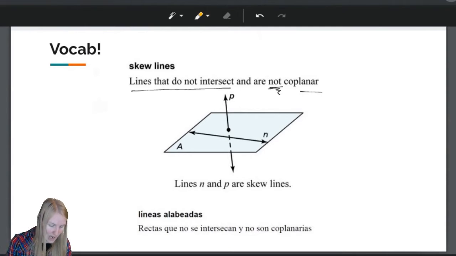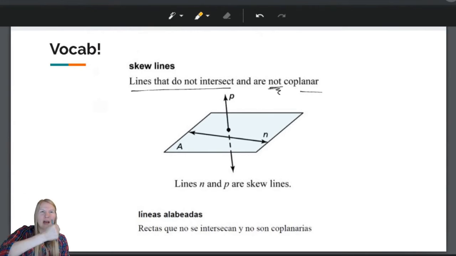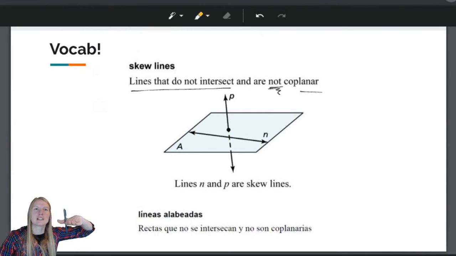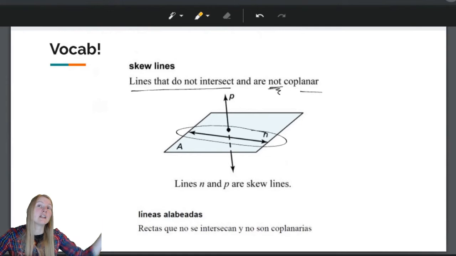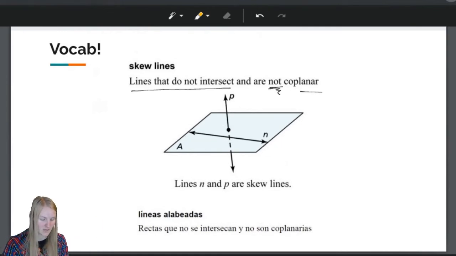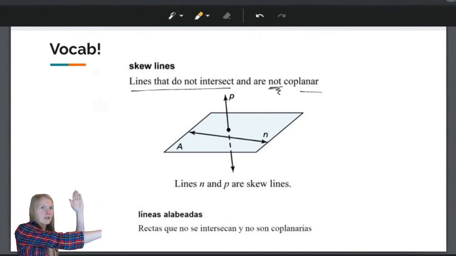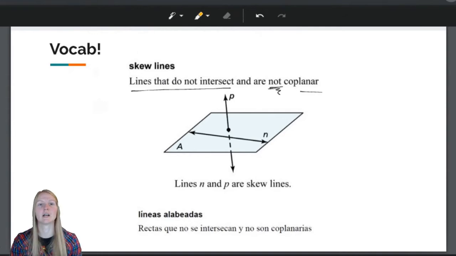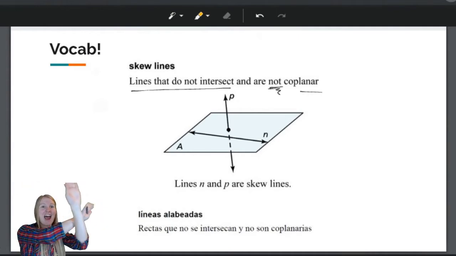So something like line P and line N here. And the way that you know they don't intersect is, see how P is a dotted line right here? That means that the line P is kind of behind the plane. It's like if you stabbed a pencil through a piece of paper. This line is going through the plane, but line N is still sitting in the plane. So, P and N, they don't intersect, but they are not in the same plane. So that's what skew lines are. Parallel, perpendicular, and skew.